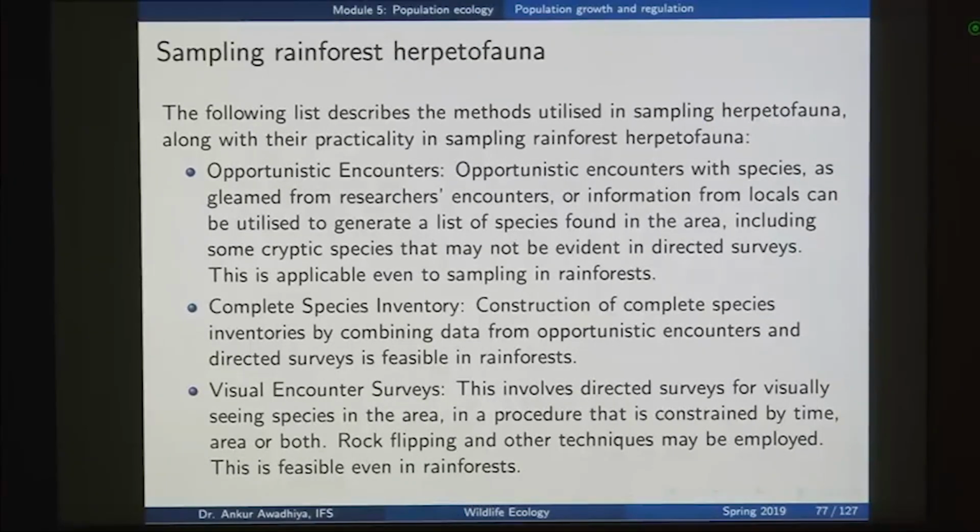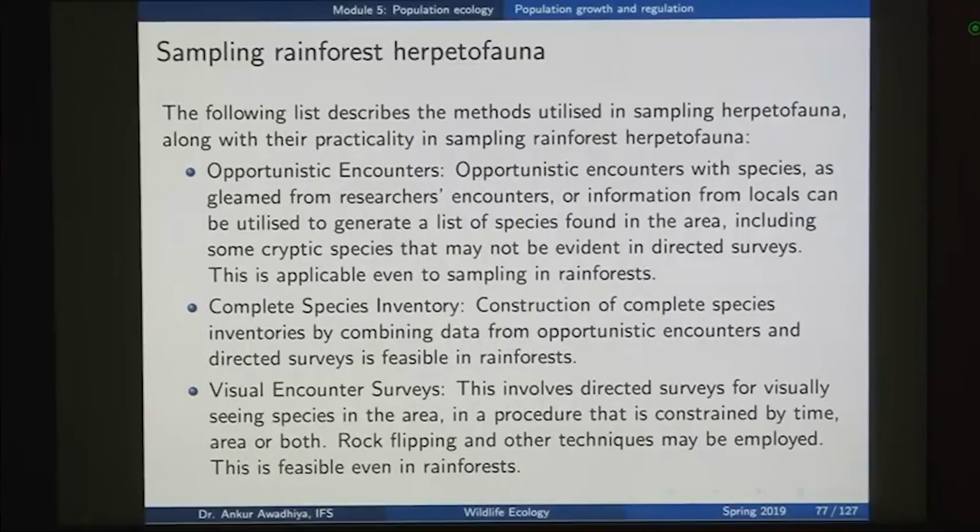Rock flipping or other techniques may be employed, and this is feasible even in rainforest. Now, what do you do in the case of a visual encounter survey? You will get into the rainforest and say, okay, I am going to survey this area for the next 1 hour. In this 1 hour, you are putting all your attention, all your effort into seeing and counting the species. Suppose you are looking for frogs in that area.